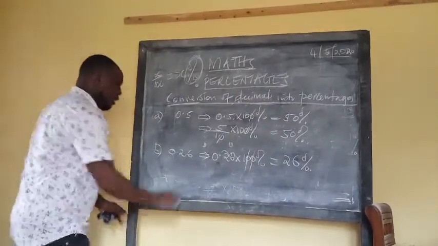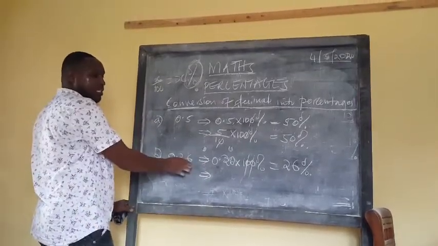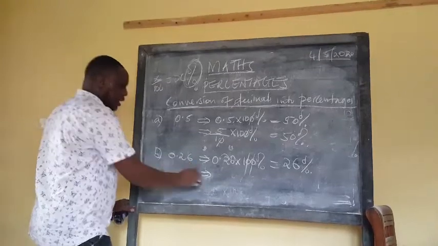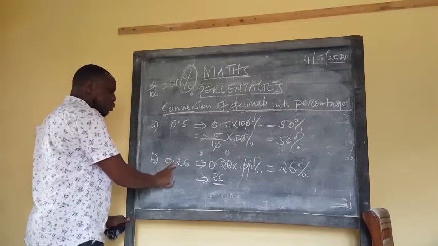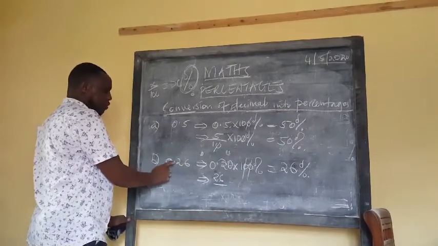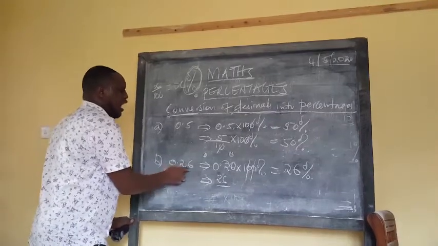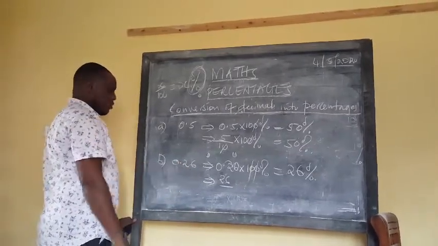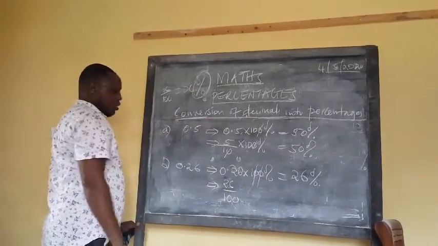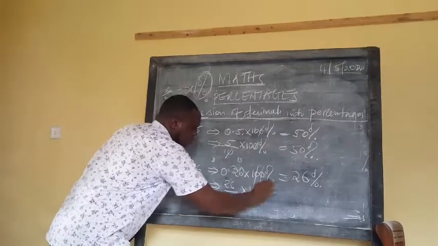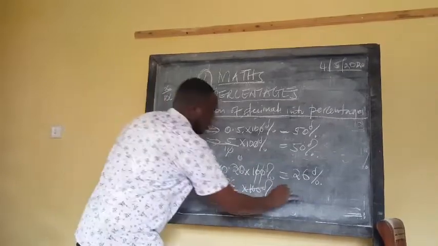The second one will be using the second method. We have said you could first convert this into a fraction. That means this is 26 over a number with 2 zeros, because the number of decimal places is 2. So this is 26 hundredths. Hundredths means out of 100. So you multiply that with 100%. This simply cancels with that, and you remain with 26%.